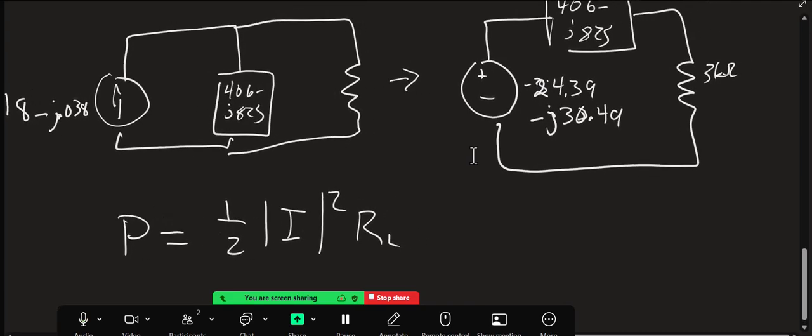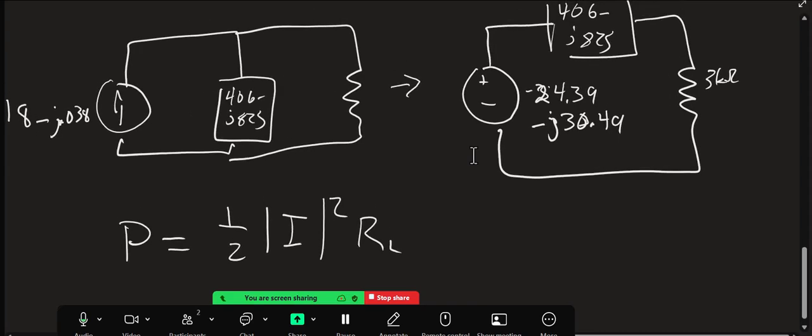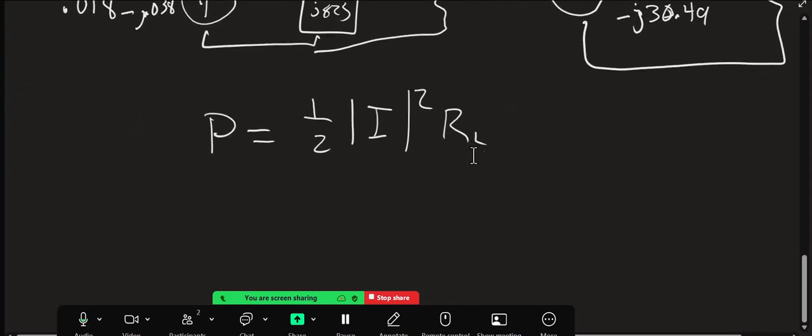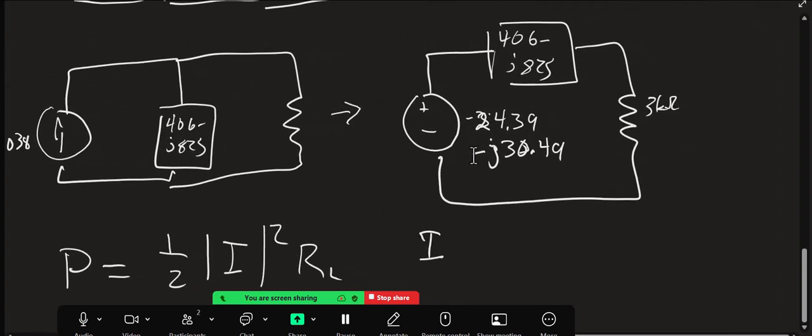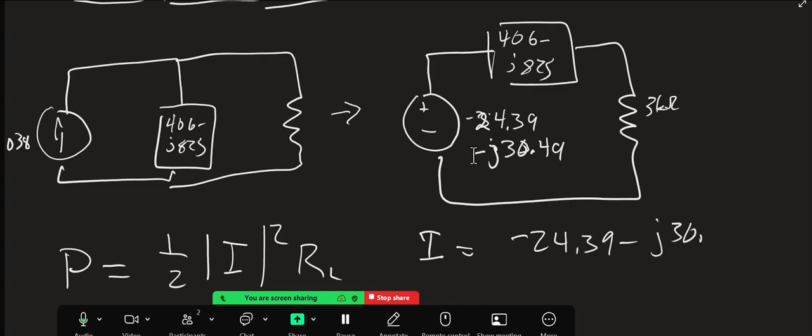I can get the current by taking my voltage divided by the total impedance. I don't know why I still do that every time. 24.39 minus J30.49 over 406 plus 3,000 would be 3,406 minus J825.